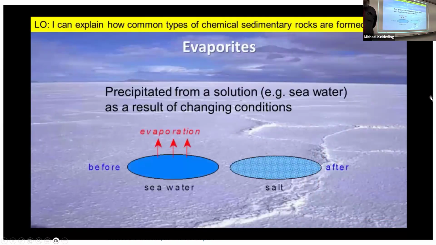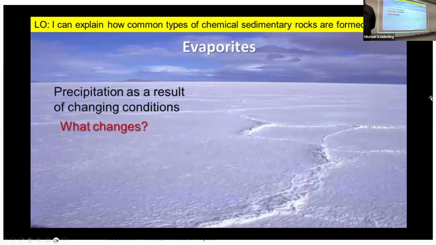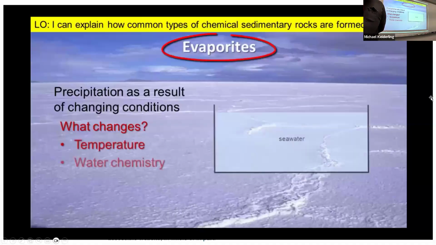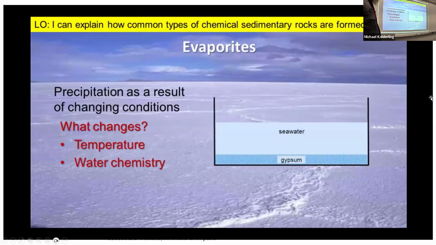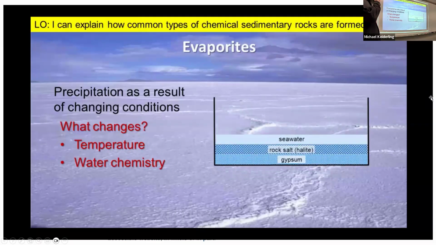Because these chemical sedimentary rocks form by evaporation, they're known as evaporites. As seawater evaporates, the concentration of salts changes and the different rocks are formed. Gypsum will precipitate first, followed by rock salt as salt concentrations increase in the shrinking water body.